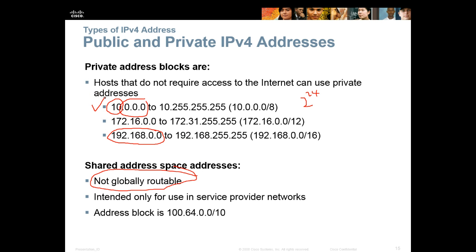There's the 10.0 range, which goes 10.0 to 10.255.255.255 using a subnet mask of 8. There is the 172 range, and notice that's 172.16 to 172.31. So that's a subnet mask of 12, which means we're using all of the first octet for the network, and then only 4 bits out of the second octet. So the last 4 bits out of that second octet are host bits.